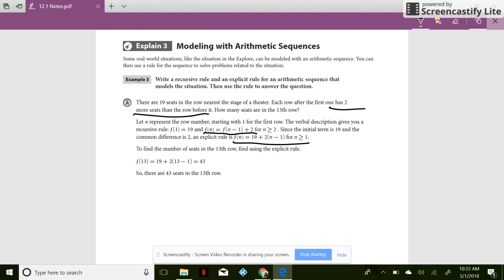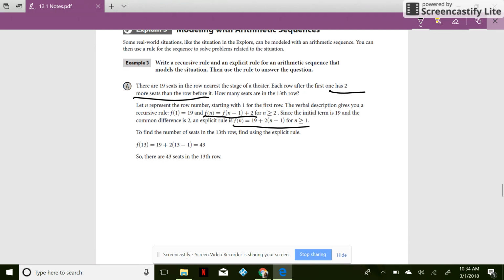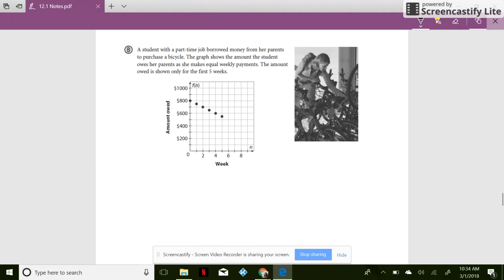So to find the number of seats in the 13th row, we use the explicit rule. If you're looking for just one particular value, that's when you'll want to use the explicit rule. So f of 13 would be 19 plus 2 times 13 minus 1, which equals 43, which means there are 43 seats in the 13th row. If we wanted to know all of the rows, we could use that recursive rule. It's fairly simple to use that one, but if we're looking for just one specific spot, that's when we want to use the explicit.